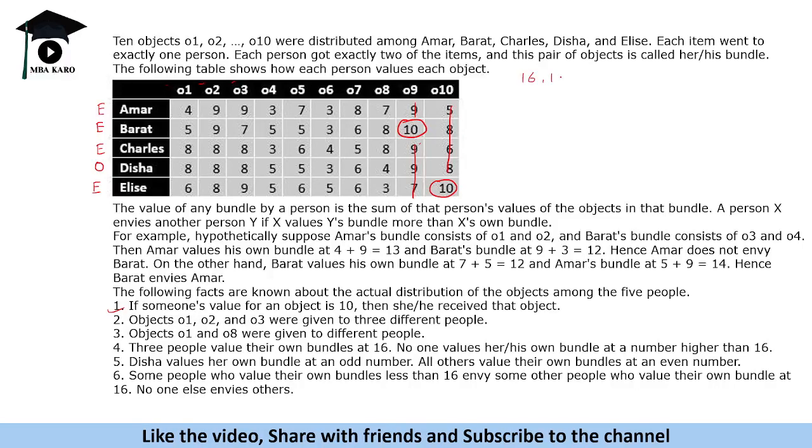So we have 16, 16, 16, and another even number, and one is an odd number. That is for Disha, right? So we need to find out who numbered 16, who did not number 16.